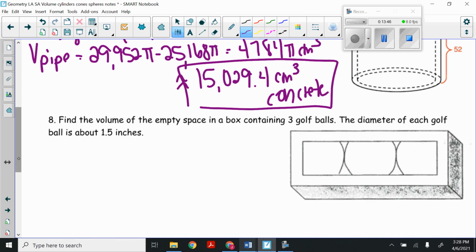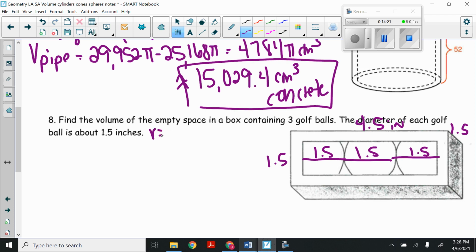The last example, find the volume of the empty space in a box containing 3 golf balls. The diameter of each golf ball is 1.5 inches. So this is 1.5, this is 1.5, this is 1.5. The box holds the 3 balls, so that means that the box is 1.5 inches deep. If I add 1.5, 1.5, and 1.5 up, I get 4.5 inches for the length, and the height of it is also 1.5. The radius is going to be half of 1.5, so 0.75.